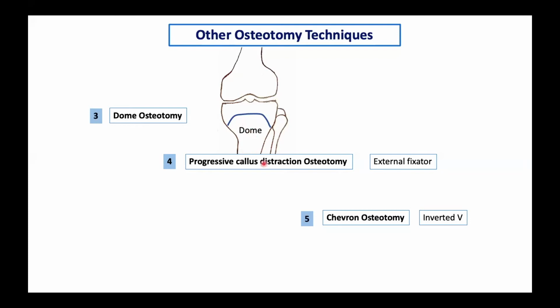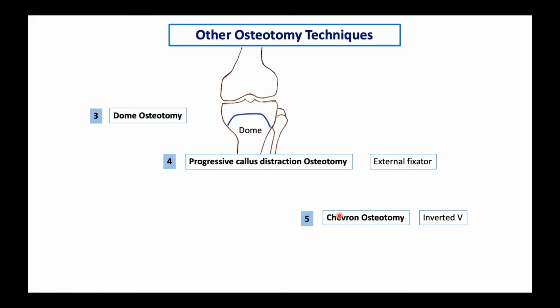And there's another called progressive callus distraction osteotomy. If we need a correction of more than 20 millimeters, then we make the osteotomy here and put the external fixator in the form of the Ilizarov or the conventional ones, and we can gradually distract over time, over days, until we get the desired amount of correction. But this is more cumbersome as compared to other modes of osteotomy. So this is not so commonly practiced.